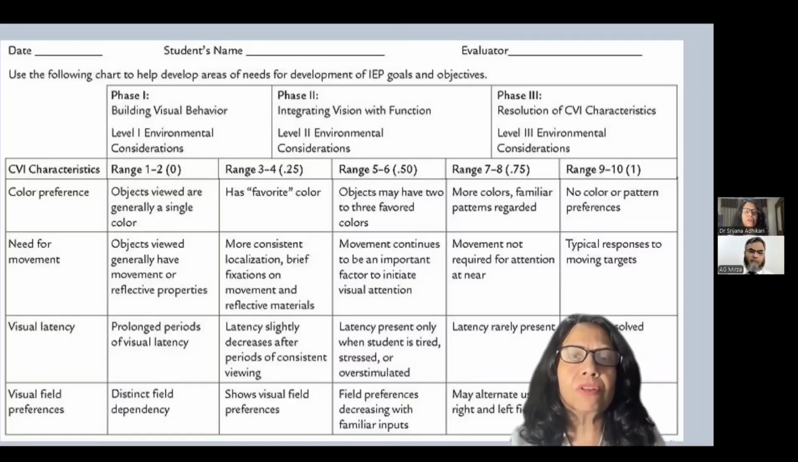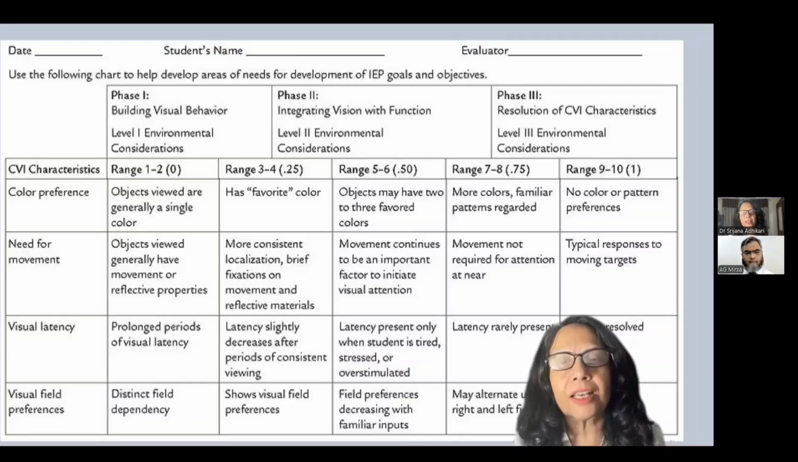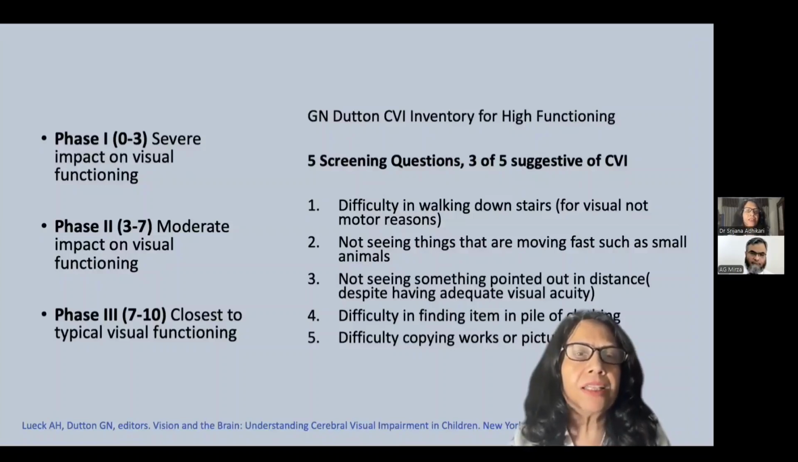So all those 10 points that I described guide us to find out which phase the child belongs to. In this way, we can individually plan the rehabilitation of that child. Phase 1 indicates a severe impact on visual functioning, phase 2 is moderate impact, and phase 3 is close to typical, that is, good conditions.